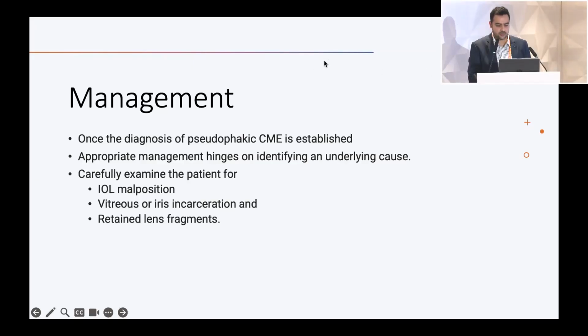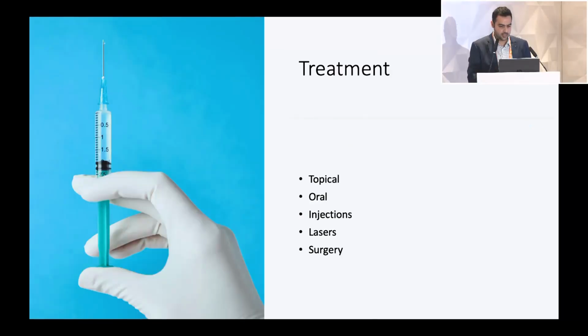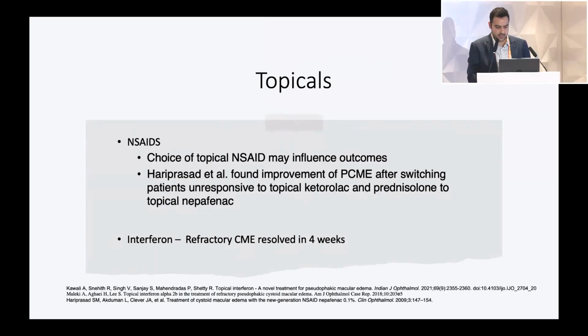Mainly once the diagnosis of pseudophakic CME is established, appropriate management usually hinges on identifying an underlying cause. We should carefully examine the patient for IOL malposition, if there is a vitreous or iris incarceration, or if there are retained lens fragments. So the treatment usually is a step-ladder approach. We usually start with a topical treatment, and then if the topical does not work, we can go for an injection. And recently, people have also started using lasers. And if it is not corrected by all of these, then usually a surgery is recommended.